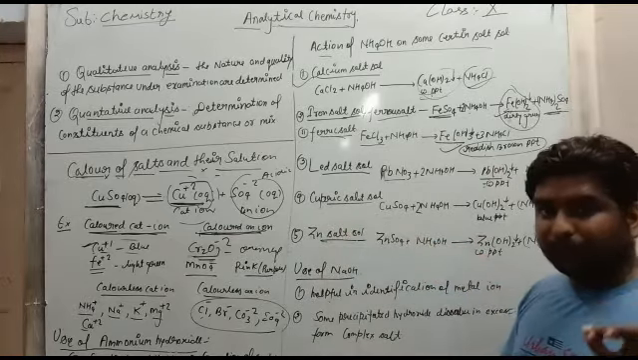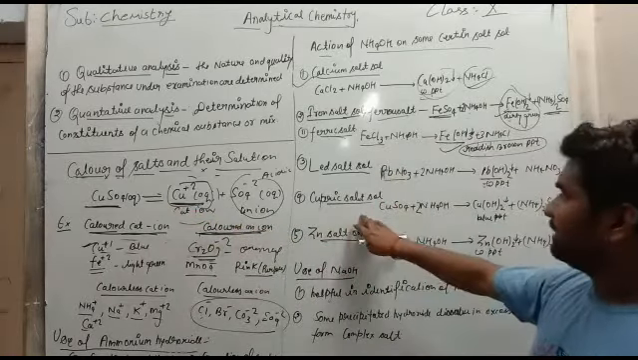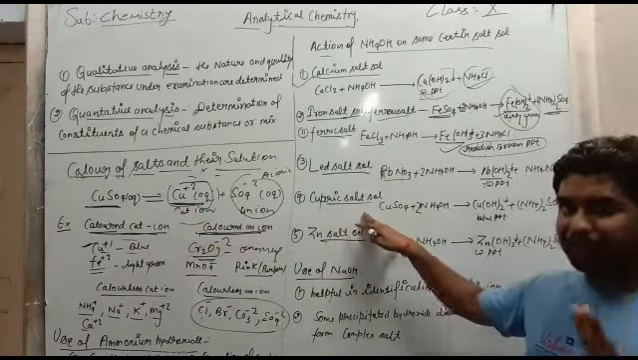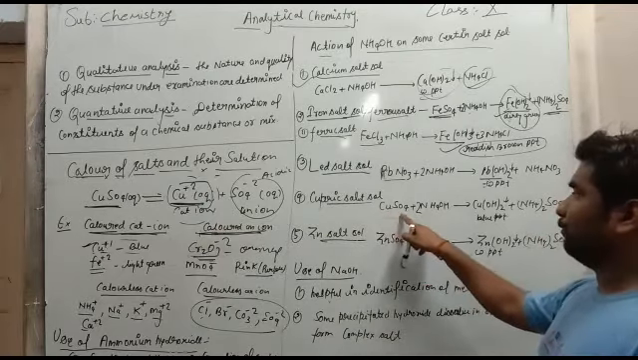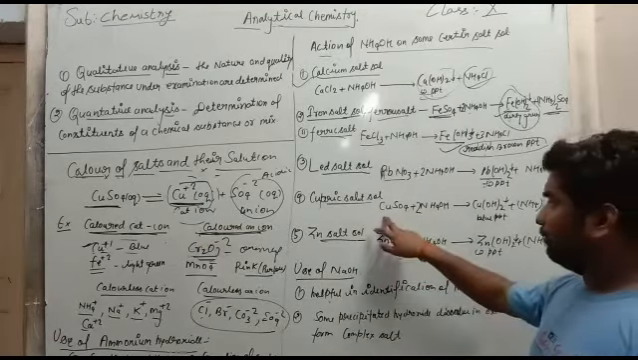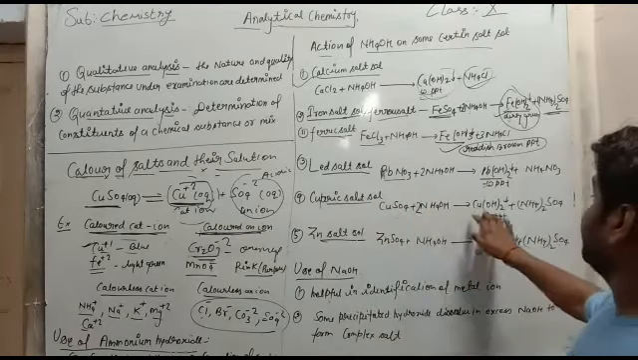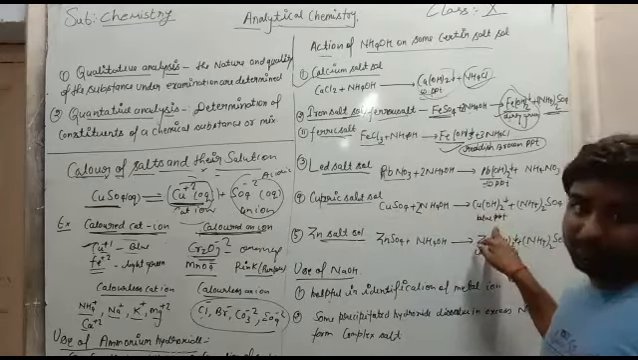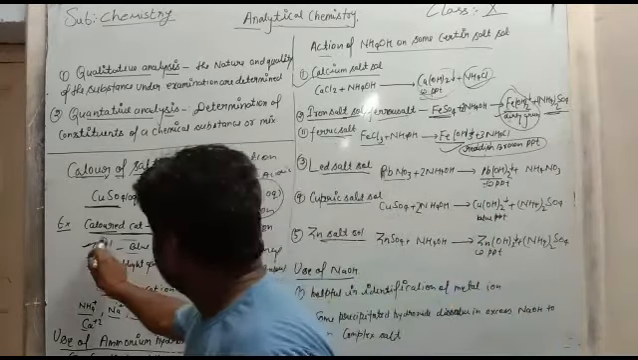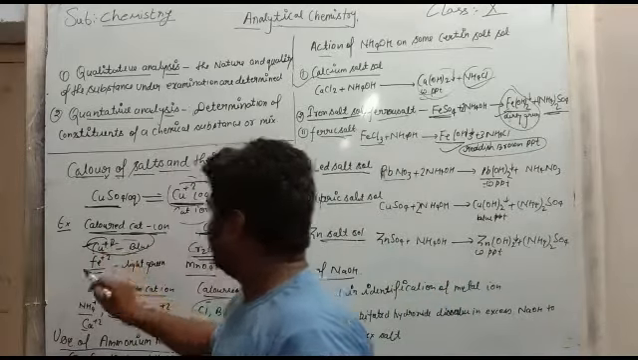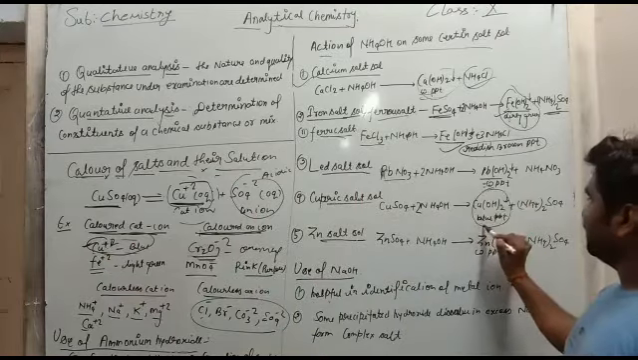Now next, cupric salt. You know very well cupric and cuprous; we have already discussed this. Cupric means Cu+2 ion. Cuprous means Cu+ ion. So this is the cupric salt, CuSO4, because here Cu contains +2 charge. CuSO4 reacts with ammonium hydroxide and gets converted to Cu(OH)2. What is the color of cupric salt precipitate? Blue. So the color of the precipitate is blue.